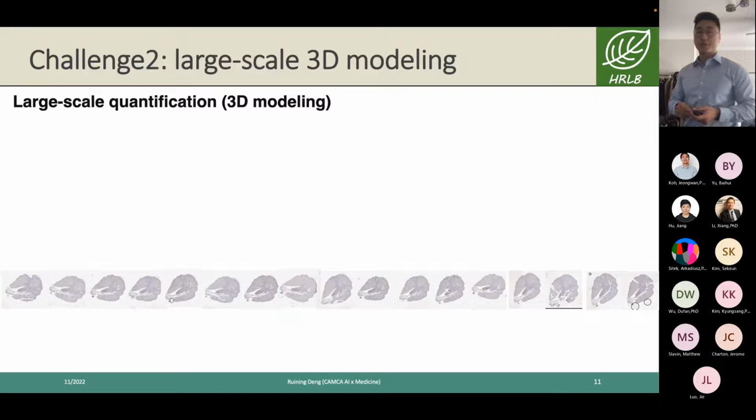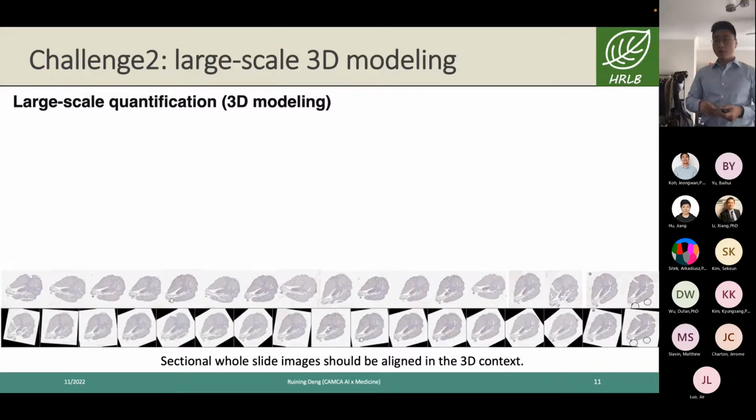The second one is large scale 3D modeling. Whole slide images usually should be aligned in 3D context because they are cut from organs, so they should have a spatial relationship in 3D context. What can we do if we associate all of the sectional whole slide images together?